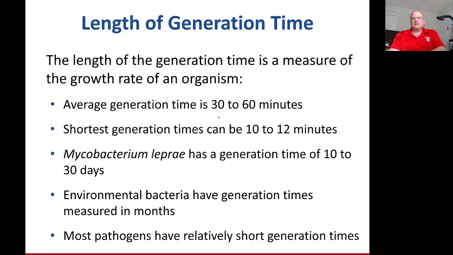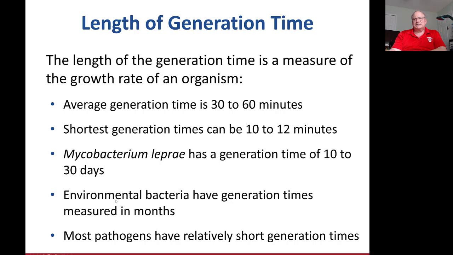There are some that can grow in 10 to 12 minutes, and most of the staph and strep that we see, we know it's probably in the 20s and 30s. Mycobacterium leprae has a generation time of 10 to 30 days. It's really difficult for this organism to compete with the high iron acquisition of our own body, so their growth rates are grossly short. It takes them a long time to grow. Environmental bacteria have generation times measured in months.